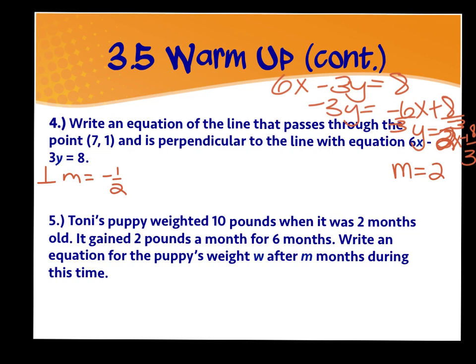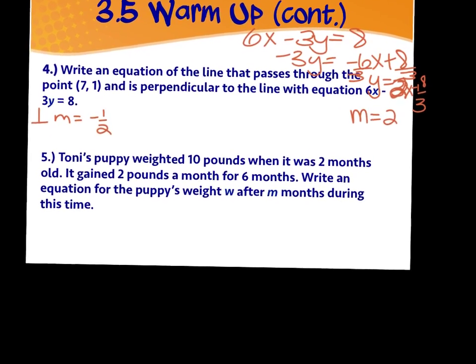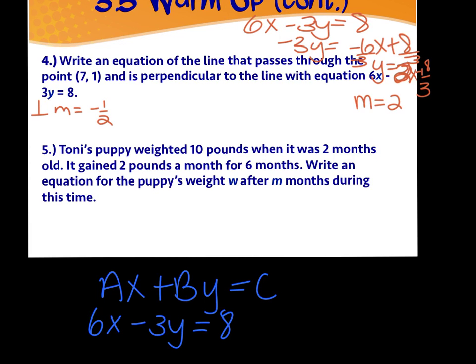-1/2. Okay, there's also a shortcut for determining slope if it's in standard form. If this confuses you, stick with what you were doing, okay? But if you have an equation that's in standard form, so if it's ax plus by equals c, they're both on the same side, the x has to be positive, all whole numbers, which is this case, this is 6x minus 3y equals 8, okay? Then the shortcut for the slope is -a/b.